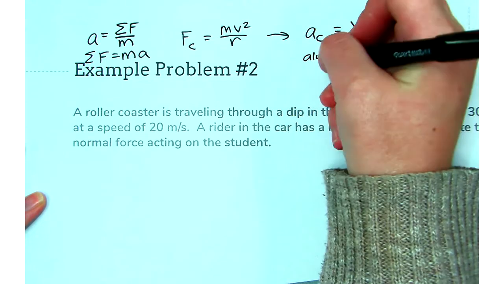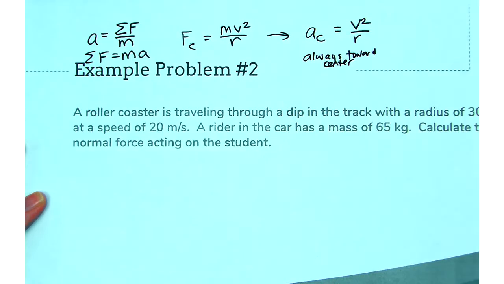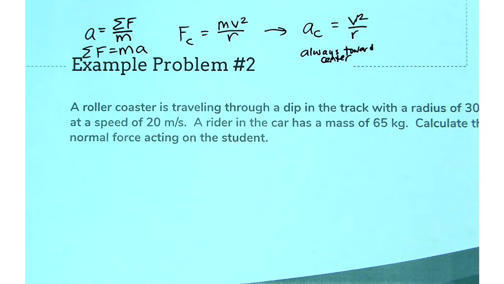So when you have something going in a circle. All right, let's look at our example problem here. This is the one that I did towards the end of class when we started running out of time. We have a roller coaster going through a dip in a track, radius 30 meters, speed of 20 meters per second. The velocity is going to be changing constantly because it's going around a curve instead of going in a straight line, even though the speed stays 20 meters per second. Rider in the car has a mass of 65 kilograms.